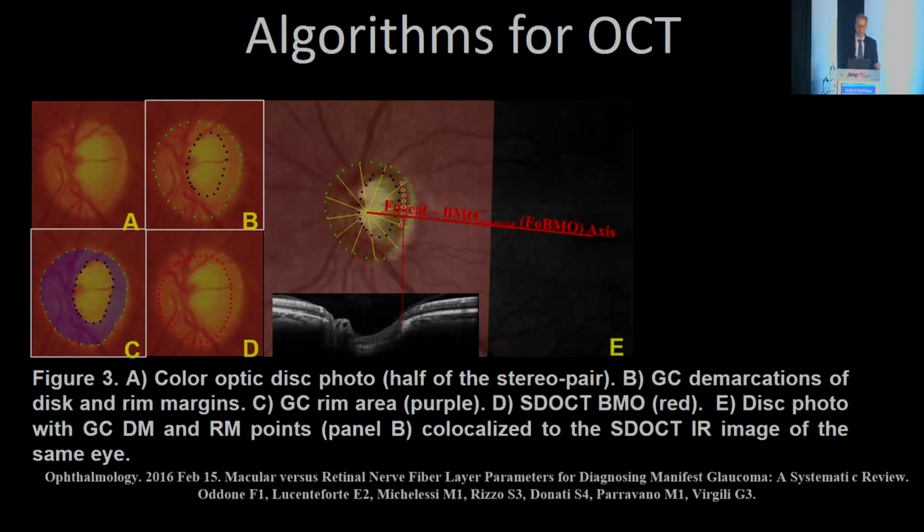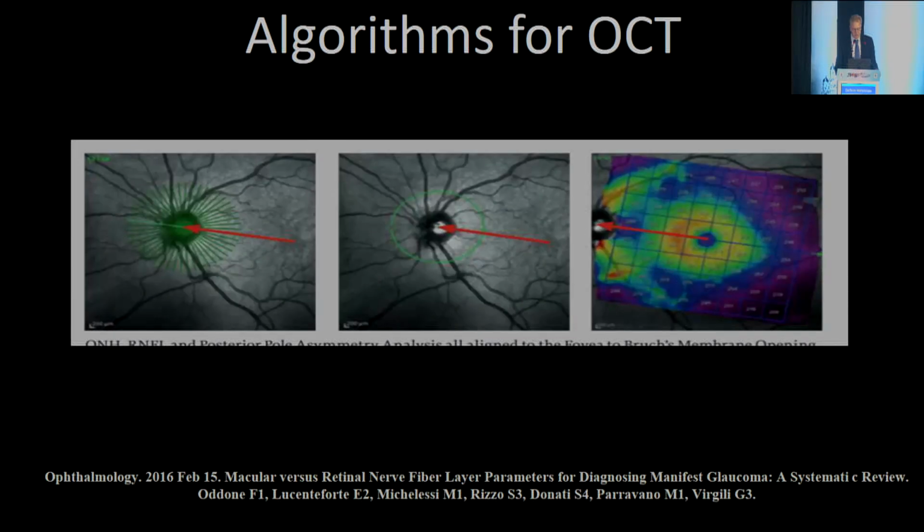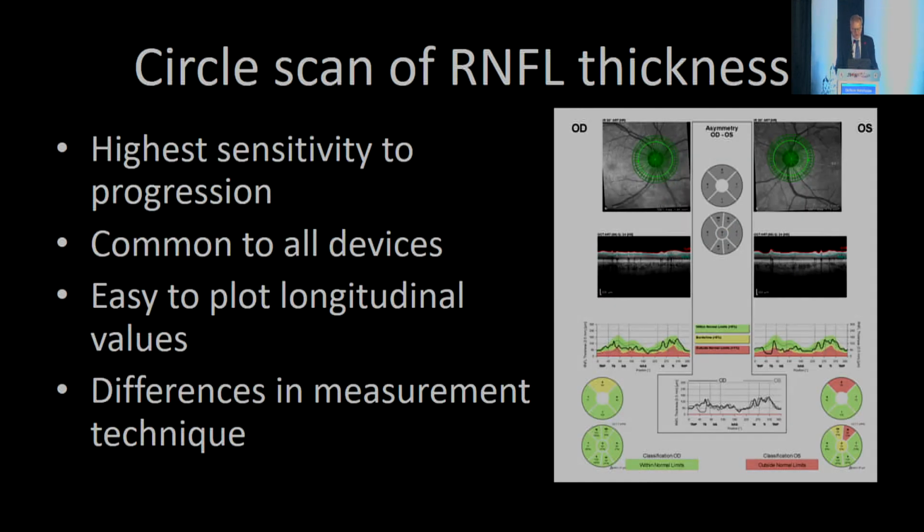Finally, I'm just going to talk quickly about algorithms for OCT. We've got 3 different ways of checking the OCT for progression. We've got our sectoral scan, we've got our circle scan, and we've got our macular scan. The circle scan is the highest sensitivity to determine progression. It's common to all devices, is easy to plot, and there's some differences in measurement techniques. And so this is my most common one.